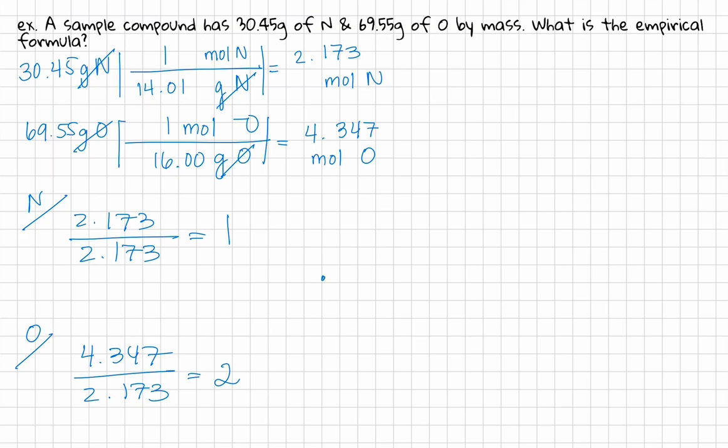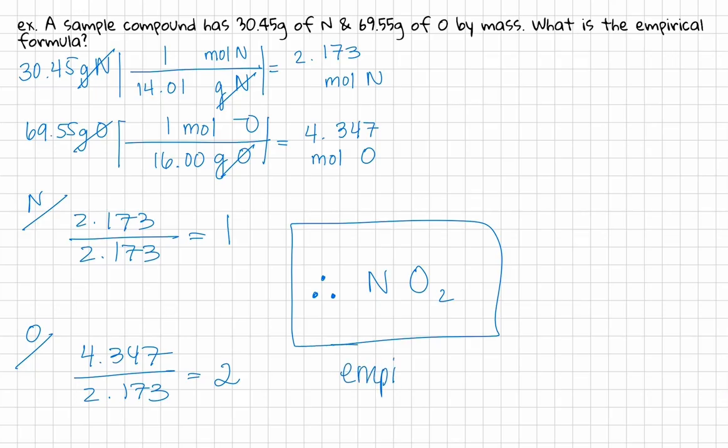So therefore, now we know the subscripts of the empirical formula. We have N, O, and then we can fill in the blanks. N is going to be 1, so we don't have to write that, and O is going to be 2. So that is our formula, the empirical formula. Okie dokie, let me highlight that.